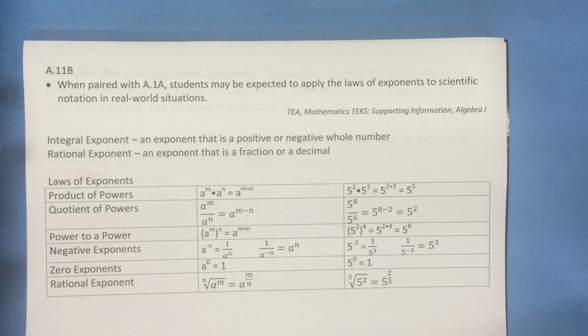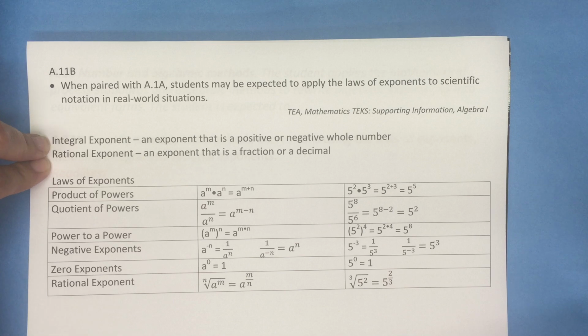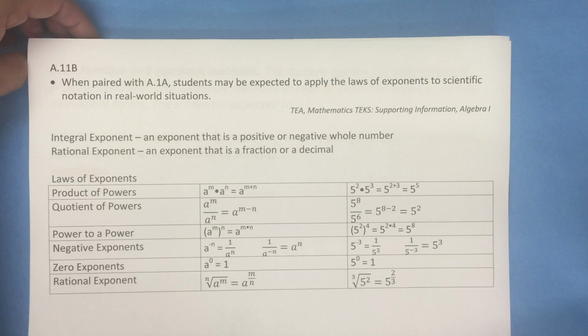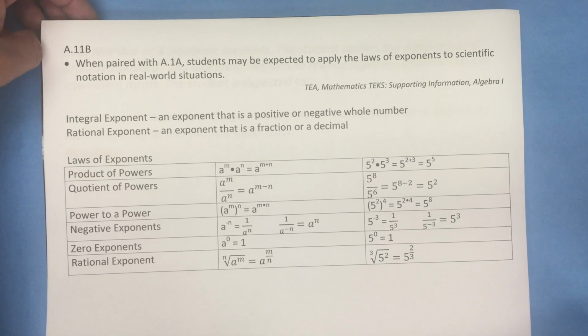I wanted to take a moment to just review what an integral exponent is, and that is an exponent that is a positive or a negative whole number. A rational exponent is an exponent that is a fraction or a decimal. And then I also wanted to review the laws of exponents.